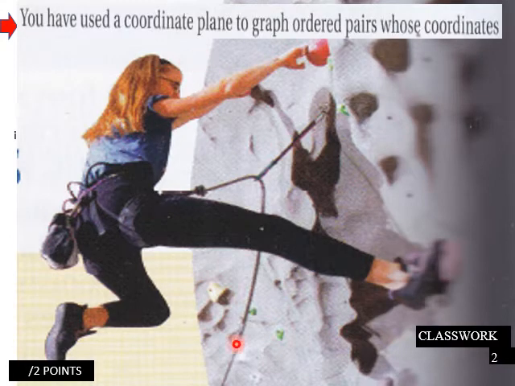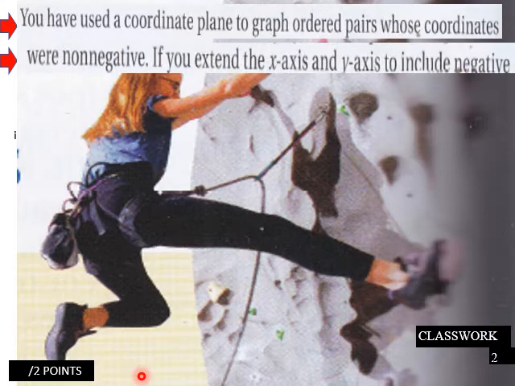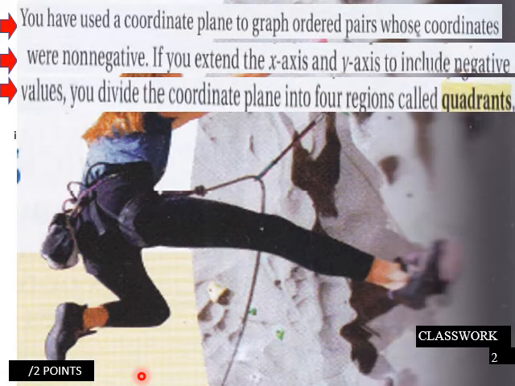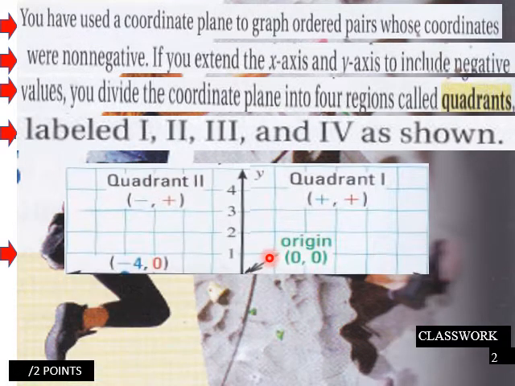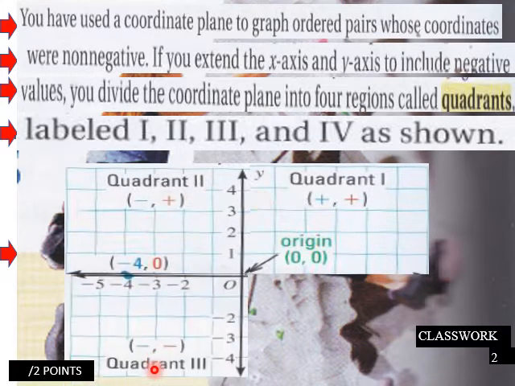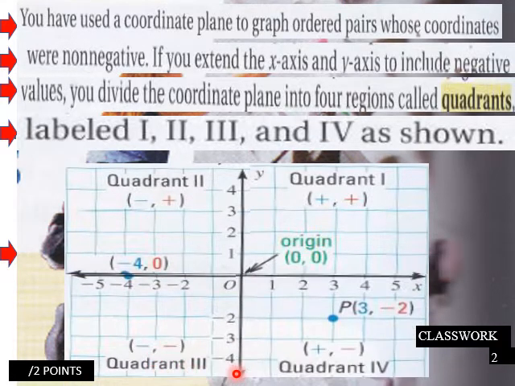You have used a coordinate plane, this classwork, page 2 in your classwork, to graph ordered pairs whose coordinates were non-negative. If you extend the x-axis and y-axis to include negative values, you divide the coordinate plane into 4 regions called quadrants, labeled 1, 2, 3, and 4 as shown. There's quadrant 1, quadrant 2, quadrant 3, and quadrant 4. Here's your 4 quadrants. It goes in a counterclockwise manner. Y-axis and x-axis.